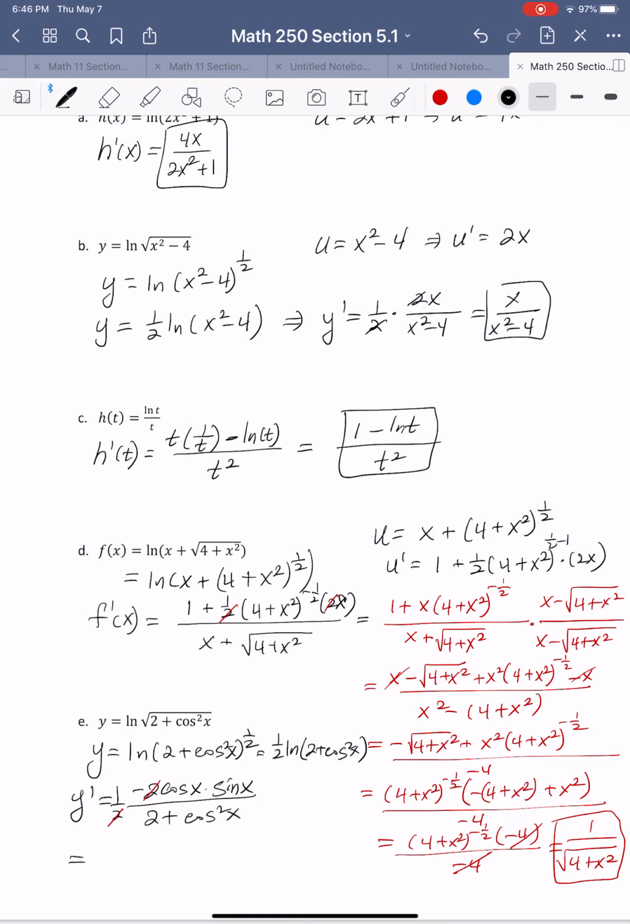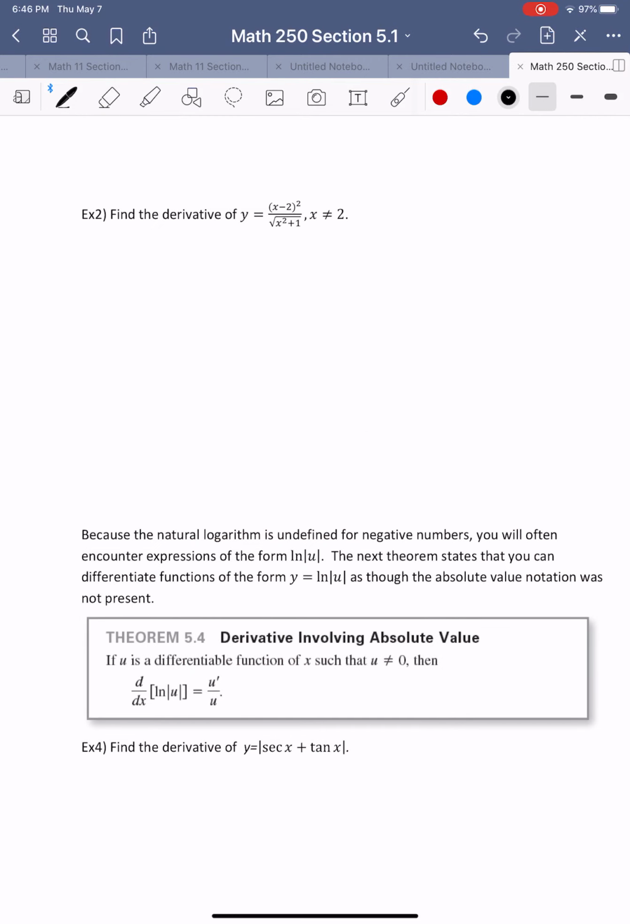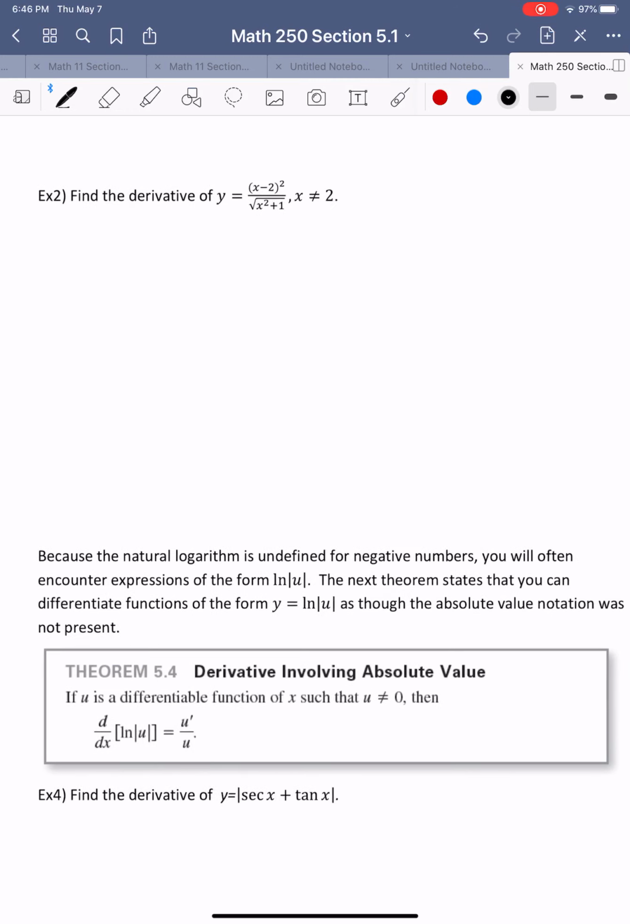And then you get the negative cosine x sine x over 2 plus cosine square x. Alright, next page, please. Find the derivative of y equals (x minus 2) square over the square root of x squared plus 1, where x is not equal to 2 in this case. This time I want to do it a little different way.